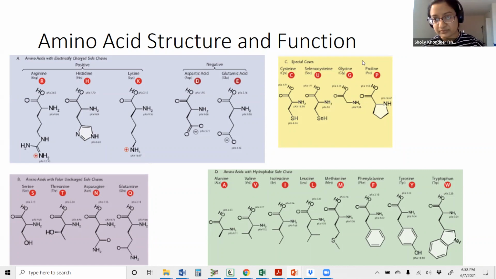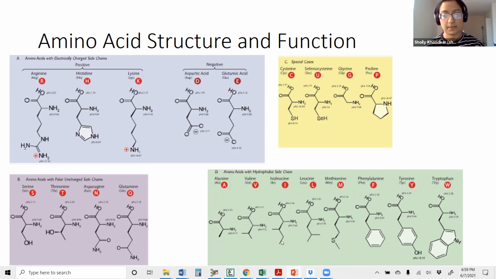And the last special case amino acid is proline. So unlike the others, this one has the amine group in a ring, which also affects the secondary structure of the protein. And the reason why the characteristics of these side chains are important is because they affect the secondary structure as well as the function.